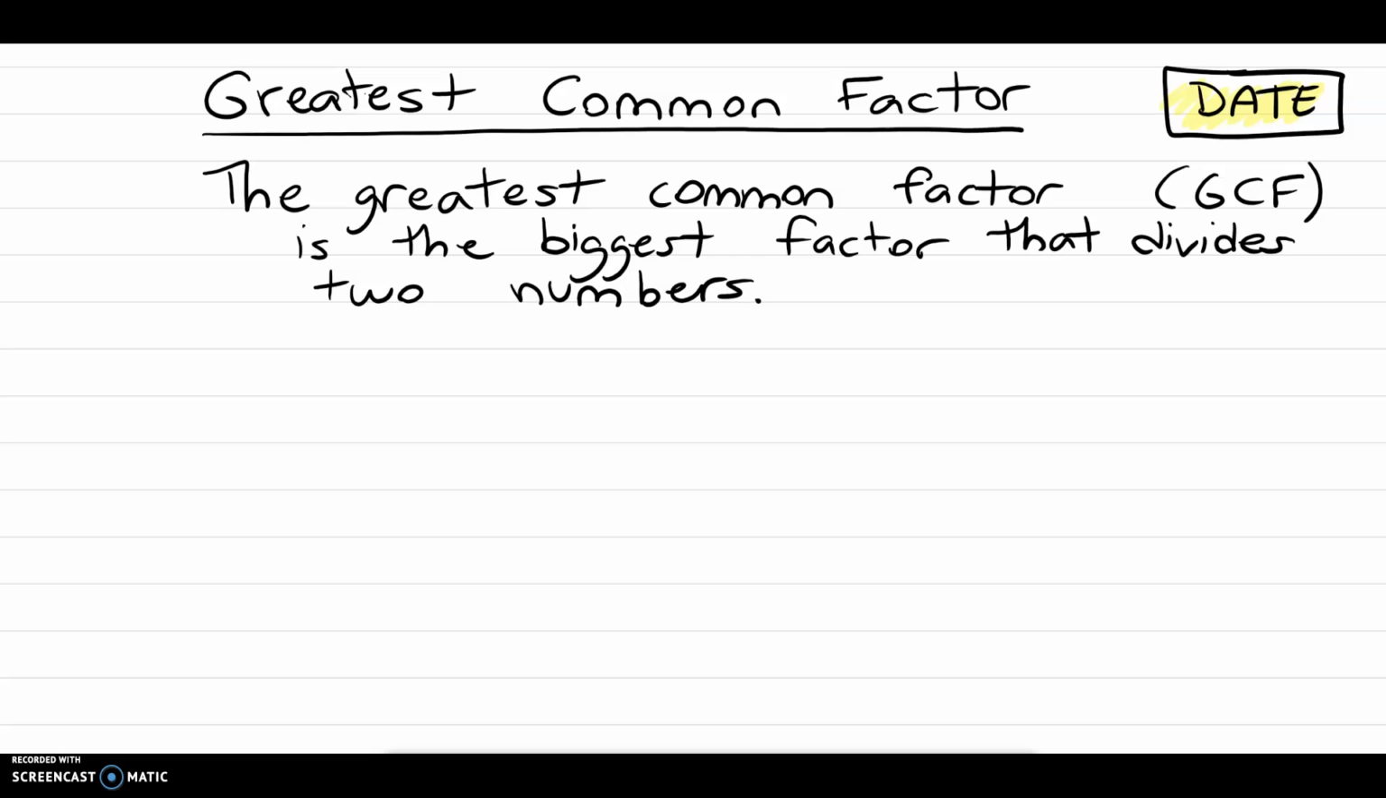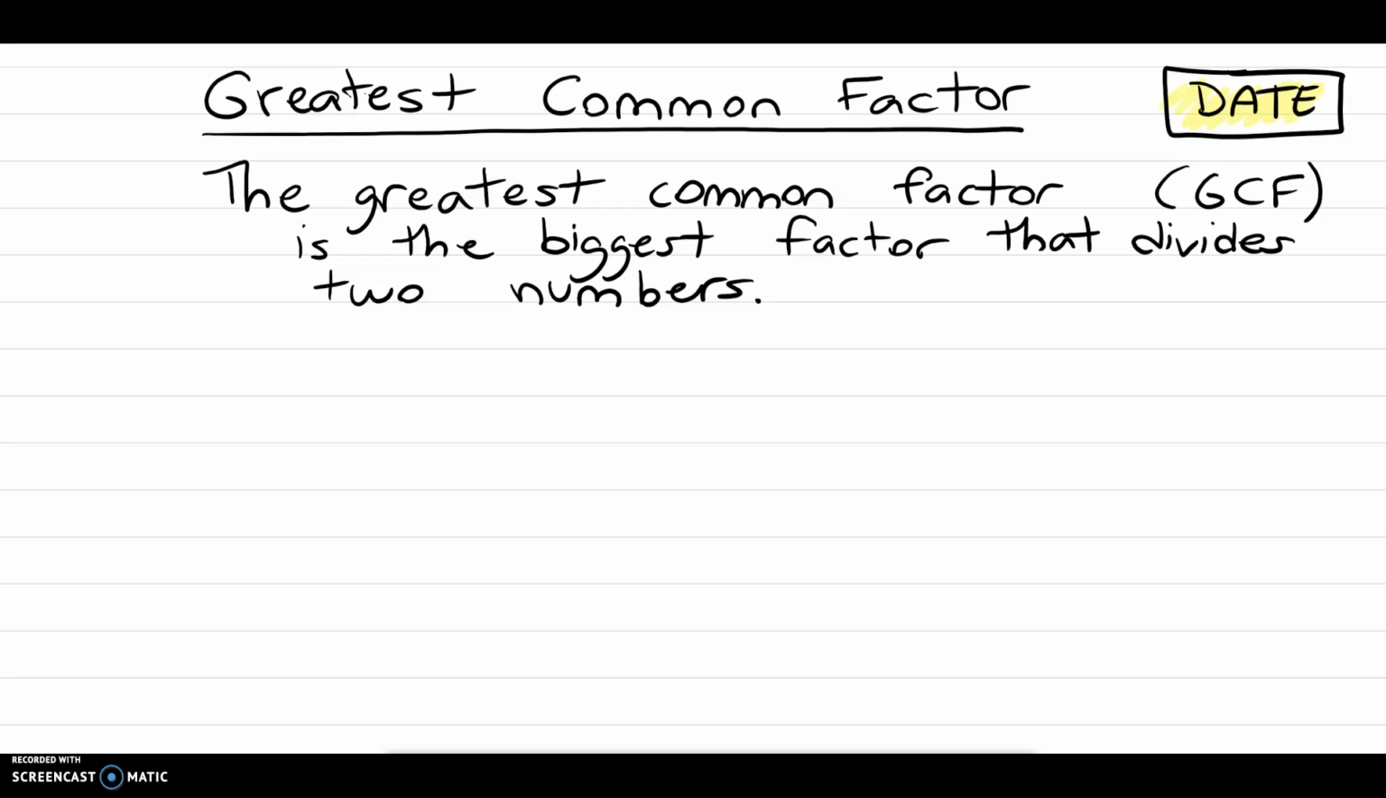So remember, a factor is just the number that we use to multiply to get another number. So the factors of 10 are 1, 2, 5, and 10. We use 1 times 10 or 2 times 5 to multiply together to get to 10. So they're the numbers we use to multiply together, and then we can go backwards and take the number divided by the factors to get other factors.